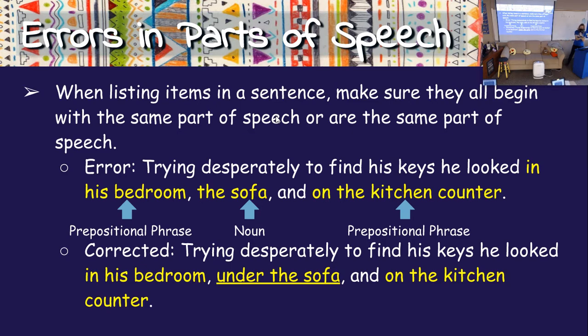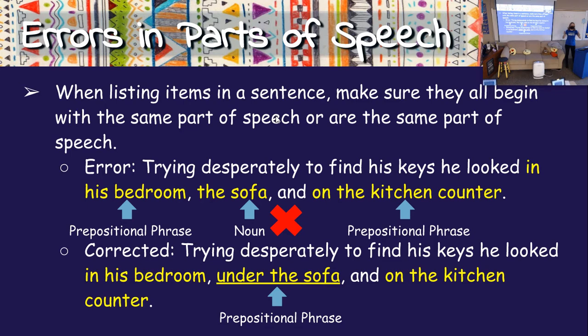Okay, it doesn't fit the pattern. It's throwing off the sentence. So all we have to do to fix that is take that noun and make it a prepositional phrase to make it the same as the other items in the sentence. So all we would do is change that to "under the sofa." We add a preposition, making it a prep phrase. Then it fits with the parallel structure of the sentence. Does that kind of make sense?